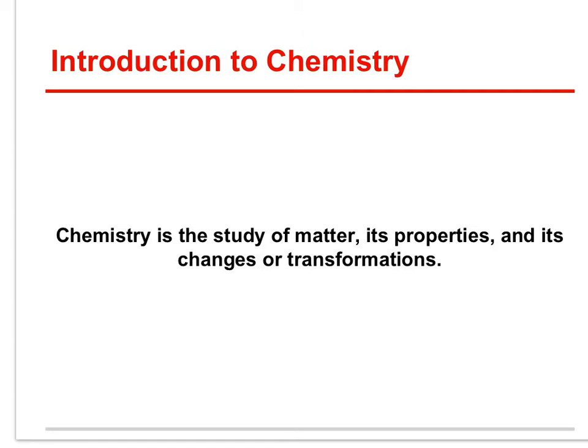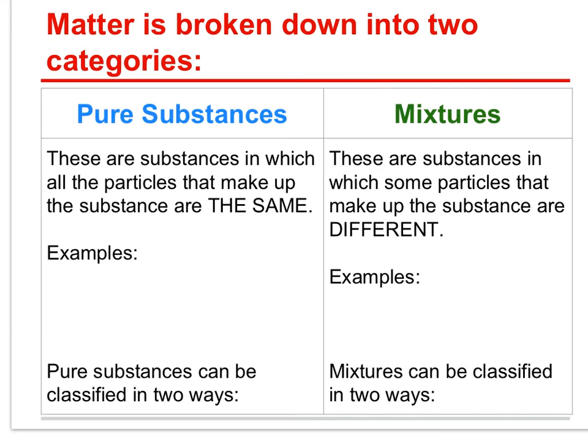Since we are studying matter, we need to define how matter can be broken down into several different categories. Matter can be broken down into two main categories: pure substances or mixtures. First, let's look at pure substances. These are substances in which all the particles that make up the substance are the same. Some examples could be hydrogen gas, sodium chloride, and glucose.